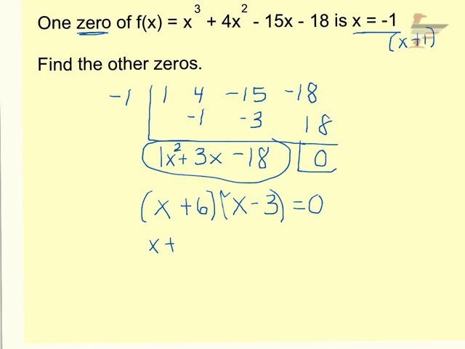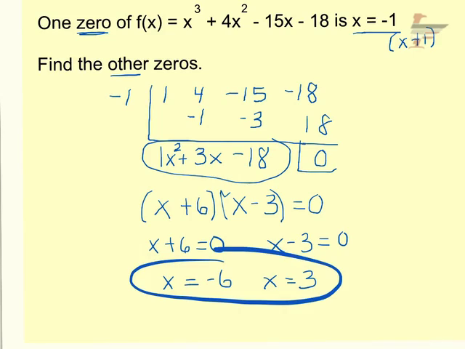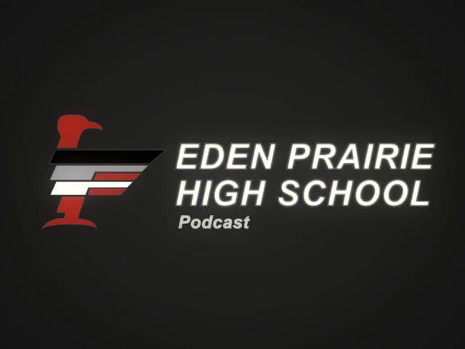So I set each of them equal to 0. You're familiar with this process also. And you get negative 6, and you get positive 3, and then of course negative 1 was given, but they did say to find the others, so that is good.